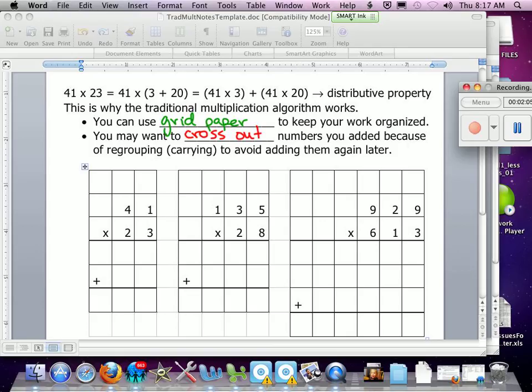So someone had the tip of crossing it out. I'm like, I like that. So now I do that as well. So I just want to make sure I'm not going to be accidentally adding it when I'm already done with it. So let's go through the first example, 41 times 23. Try to keep the numbers simple so we're looking more at the process of it.